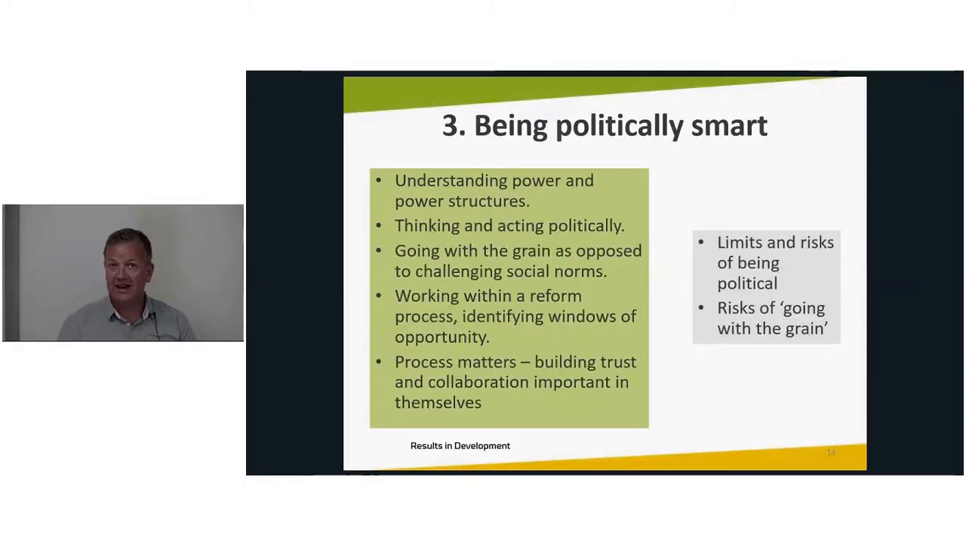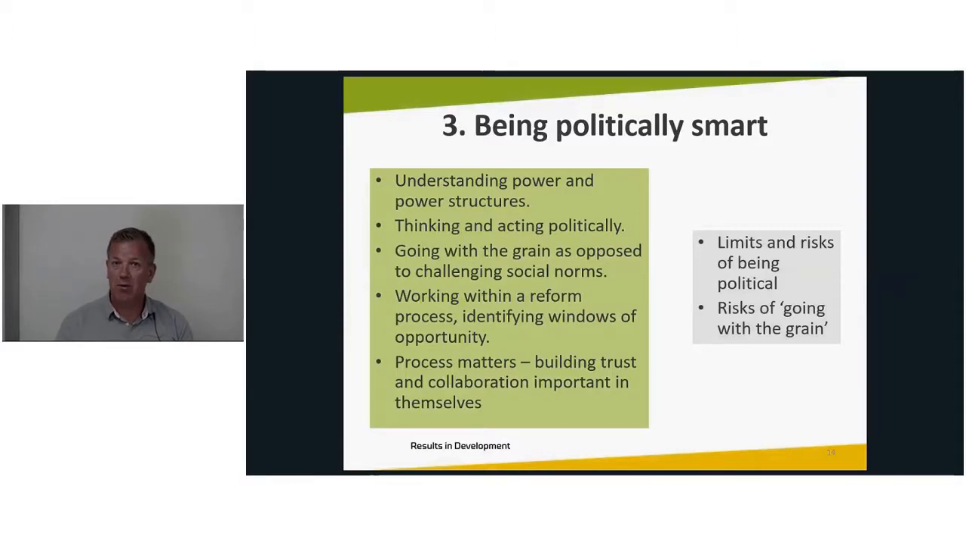Third learning point is be politically smart. You need to be politically smart in adaptive programs. You need to understand the power and power structures. You need to think and act politically. So it involves getting the right people to work in a political way. If you're looking at institutional reform, so you're looking at reform of the health sector, for example, or the education sector, or public financial management, it's going with the grain. So it's actually working with the government that's trying to bring in that institutional reform.